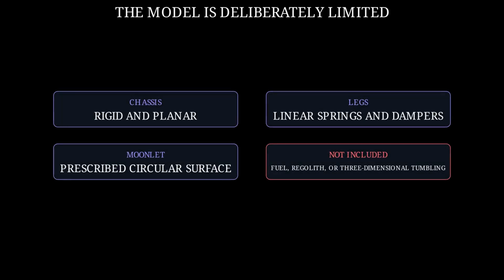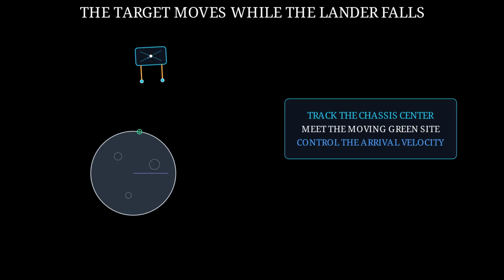This is a planar Newtonian teaching model. The chassis is rigid, the legs are ideal springs and dampers, the moonlet surface is circular, and the two asteroid centers follow prescribed motion. Fuel use, surface grains, three-dimensional tumbling, and guidance design are outside this model. The lander begins above a marked point on the rotating moonlet. Before a foot can touch, the center path must meet that moving point with a manageable velocity.